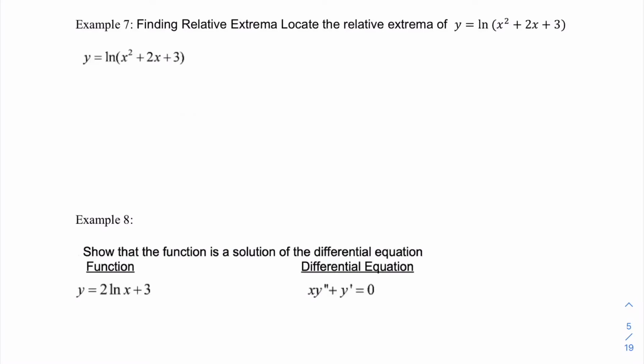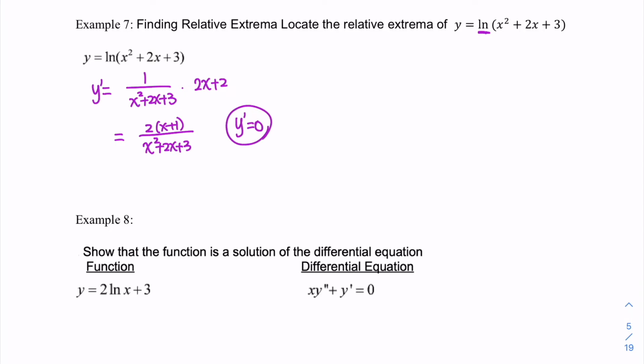Example 7 is how do we find relative extrema given any function, and in the function we see a logarithm here. Same steps, we just take the derivative. So y prime equals 1 over (x squared plus 2x plus 3). Don't forget the chain rule, times (2x plus 2). Now we simplify a little bit, so it's x plus 1 in the numerator, and for the denominator we cannot do anything. Now we set the derivative equal to 0 to find the critical point. That means x equals negative 1 is our critical point.